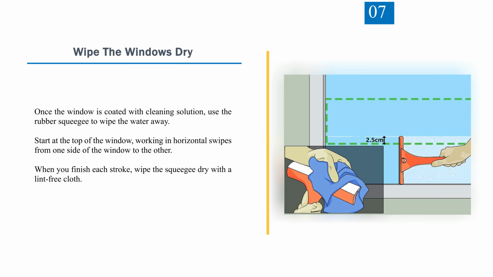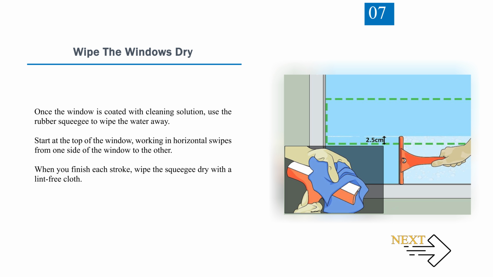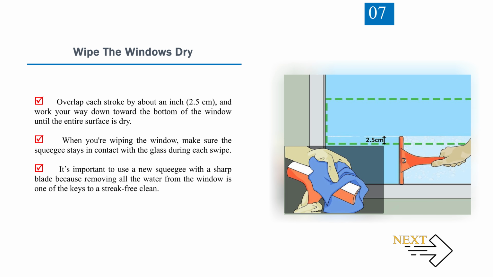Number 7. Wipe the windows dry. Once the window is coated with cleaning solution, use the rubber squeegee to wipe the water away. Start at the top of the window, working in horizontal swipes from one side of the window to the other. When you finish each stroke, wipe the squeegee dry with a lint-free cloth. Overlap each stroke by about an inch, 2.5 centimeters, and work your way down toward the bottom of the window until the entire surface is dry.